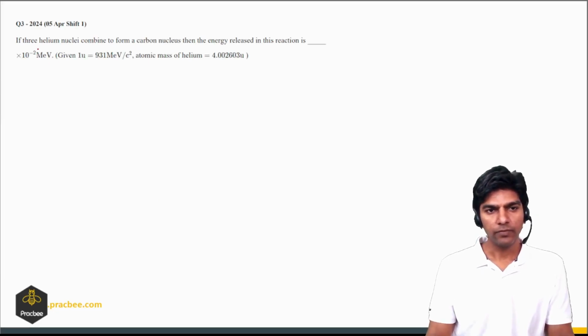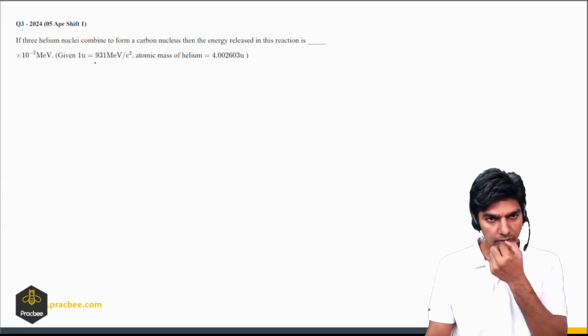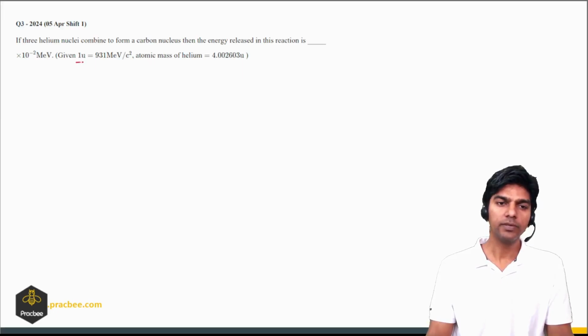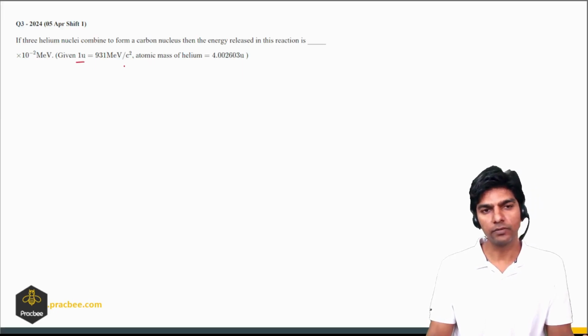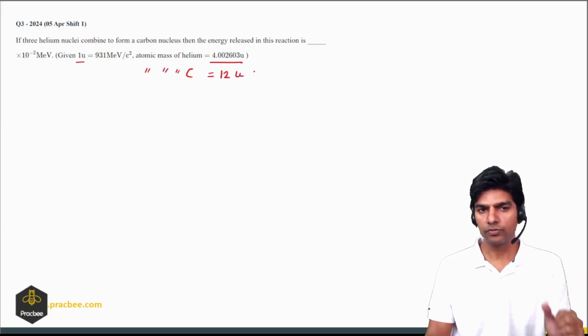Let us see the next question. If 3 helium nuclei combine to form a carbon nucleus, then the energy released in this reaction is dash times 10 raised to minus 2 mega electron volt. And we have given if one atomic mass unit is converted into energy, then 931 mega electron volt energy is being released, and the atomic mass of helium is 4.002603 atomic mass unit, and similarly the atomic mass of carbon will be 12 atomic mass unit, right? So we have to use this data.